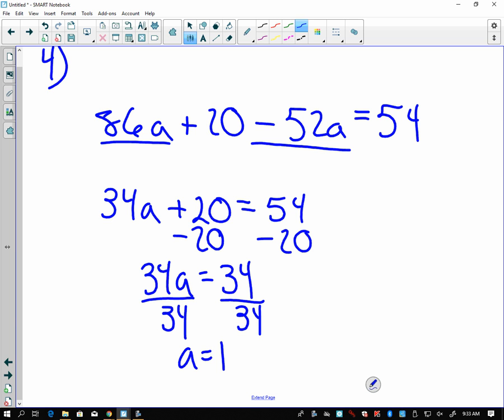Okay, so we need to know how to combine like terms. Combining like terms may mean subtraction. It could mean addition. And so we've got the subtraction property of equality working. We've got the division property of equality working. So this is the work I'm going to show. I'm not just going to write A equals 1.